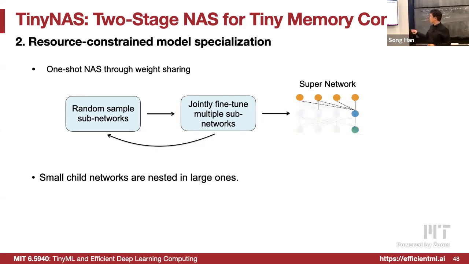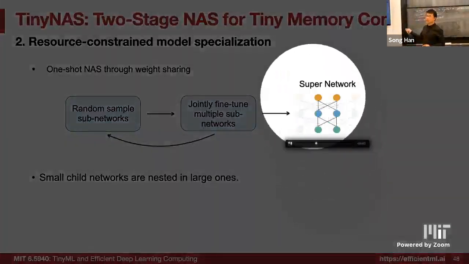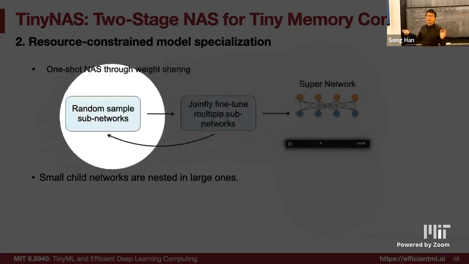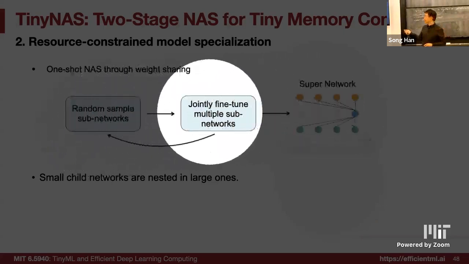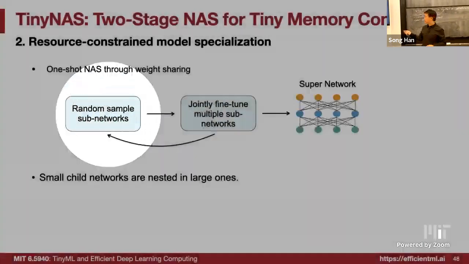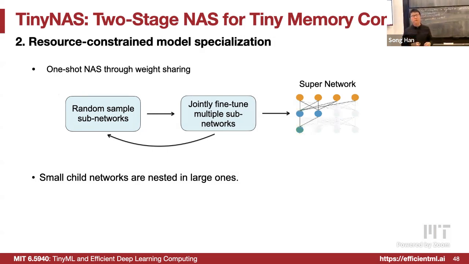So we train the super network, this once-for-all network. We randomly sample different subnetworks, and we jointly fine-tune the subnetworks, and then repeat this process, where the small child networks are nested in the larger ones. So we train only once. We can produce many different subnetworks.